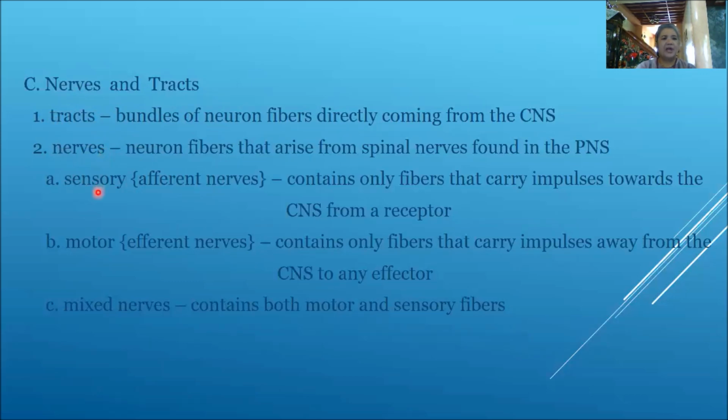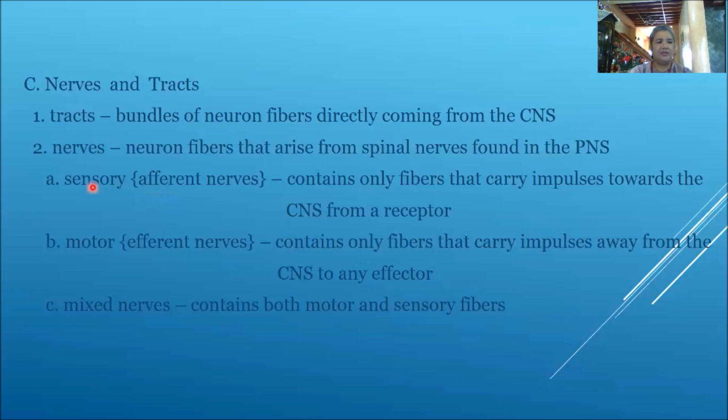Now, your nerves, just like your neuron, could be sensory, motor, or mixed. When it is sensory, it is afferent. It contains only fibers that carry impulses towards the CNS from a receptor, while motor or efferent nerves contain only fibers that carry impulses away from the CNS to an effector. While a mixed nerve contains both motor and sensory fibers.